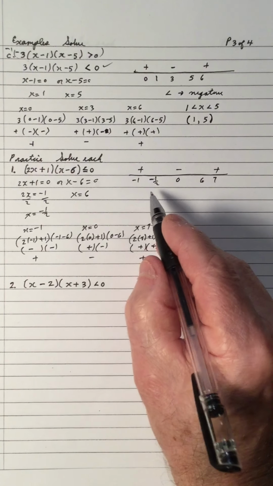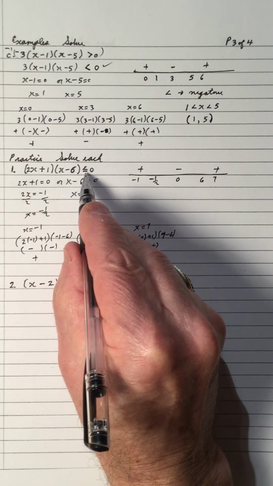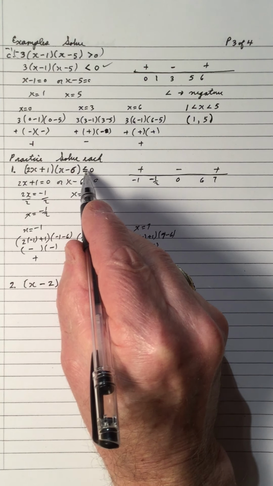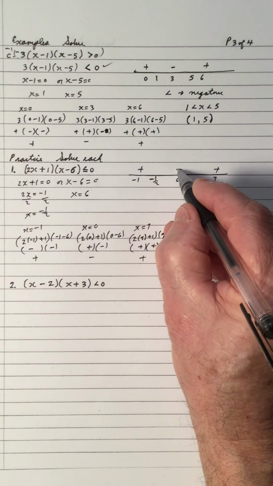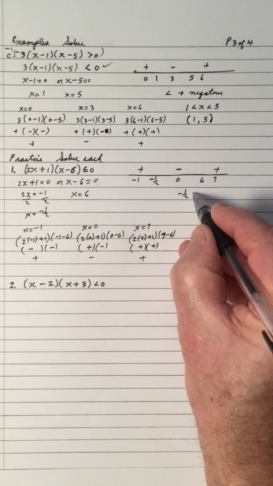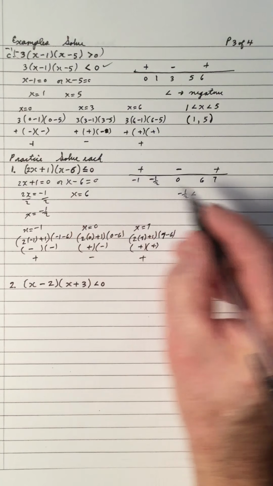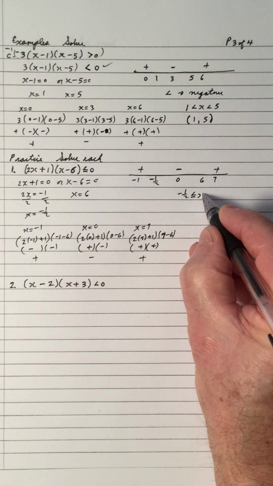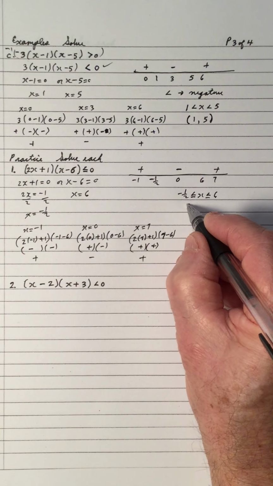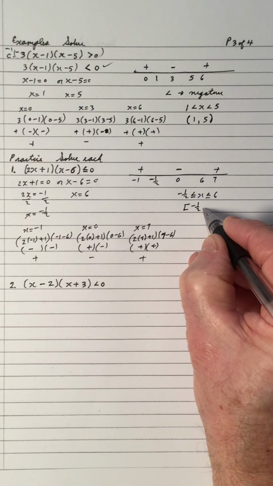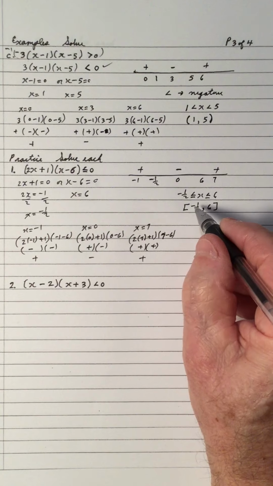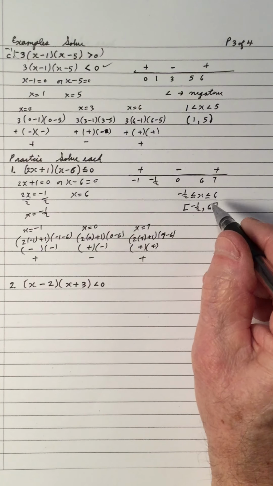Okay, we have them all done, and we're looking for less than or equal to. Less than is in between, so in between is going to be the negatives. So we have negative a half less than or equal to x less than or equal to 6. The set notation is square bracket, negative a half, comma, 6, square bracket, because the negative a half and the 6 are included.